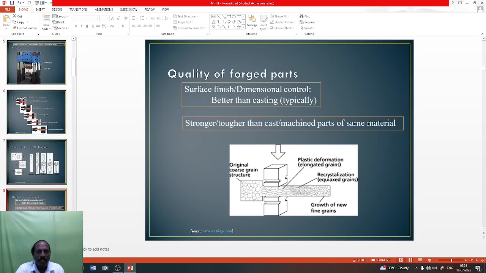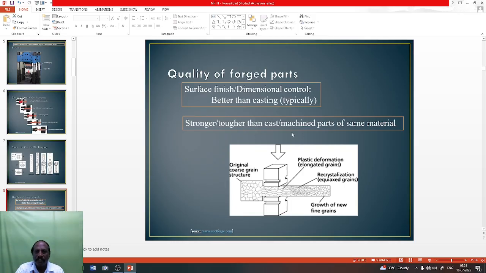And another one is the quality of forged parts. Surface finish, dimensional control better than castings. Okay, the quality of forged parts is very important. So the surface will be finished. The surface finish will be very high, and they will get dimensional accuracy better than castings.